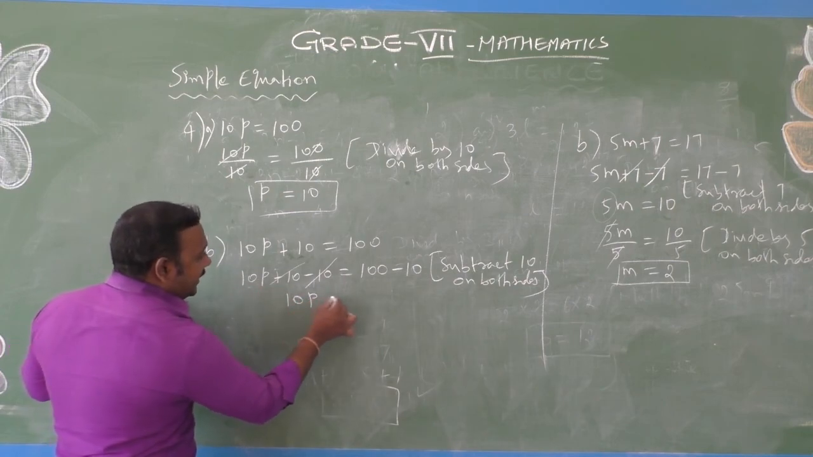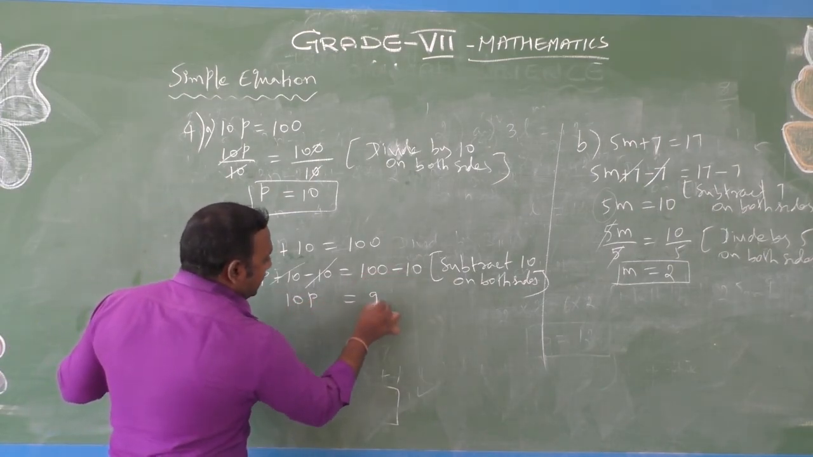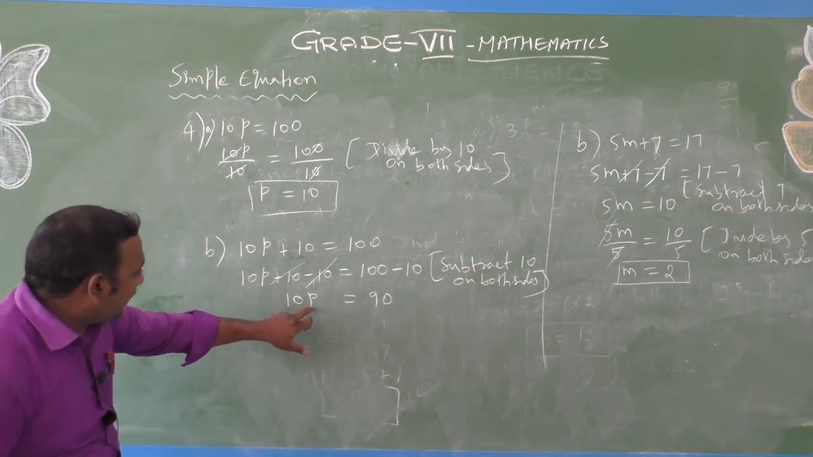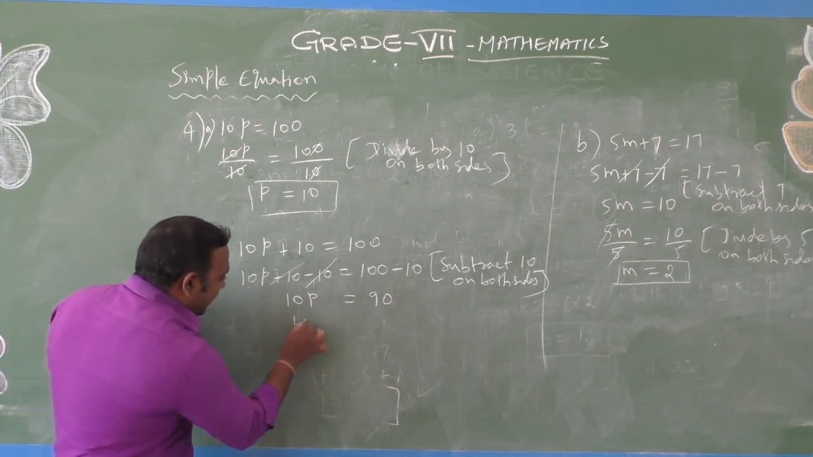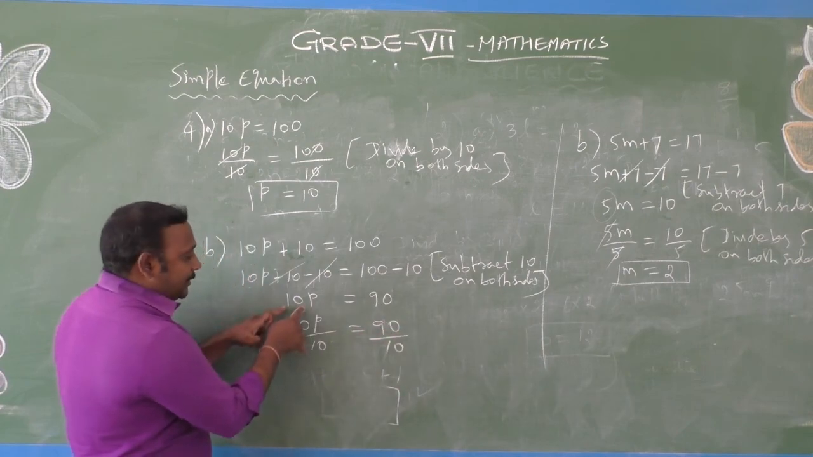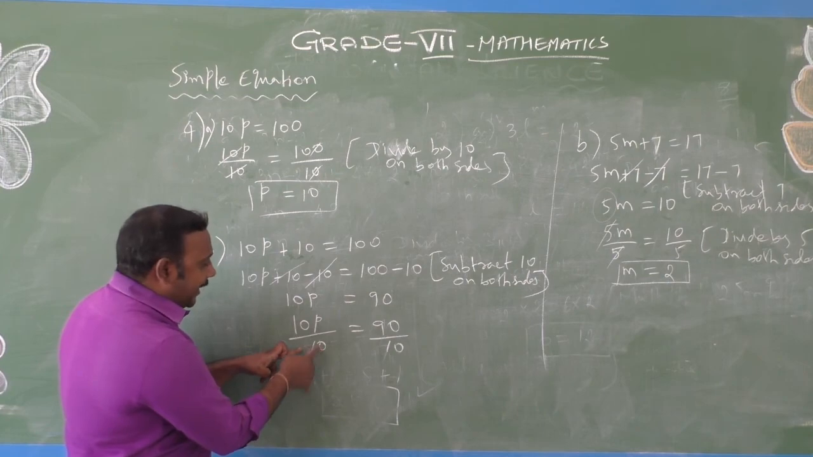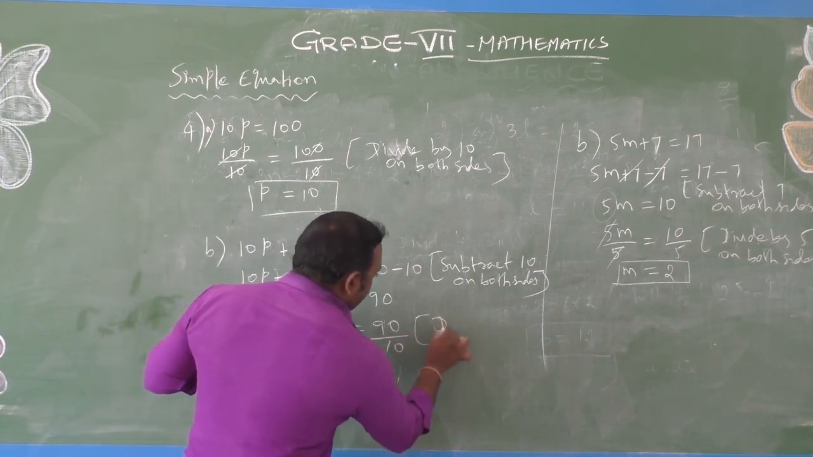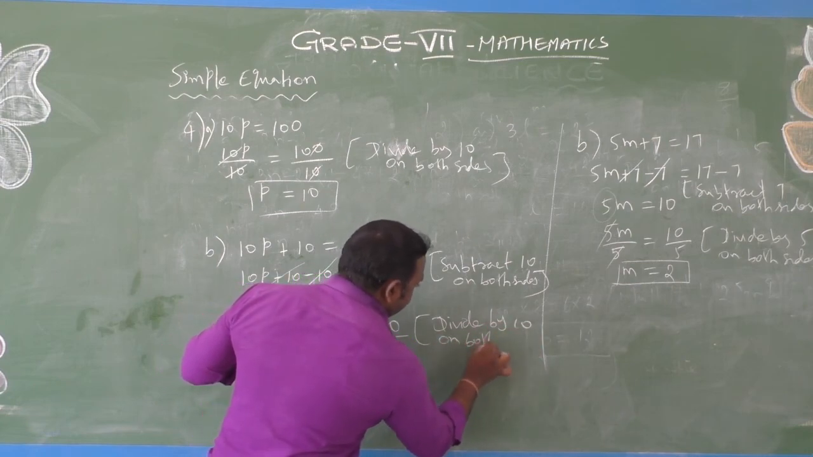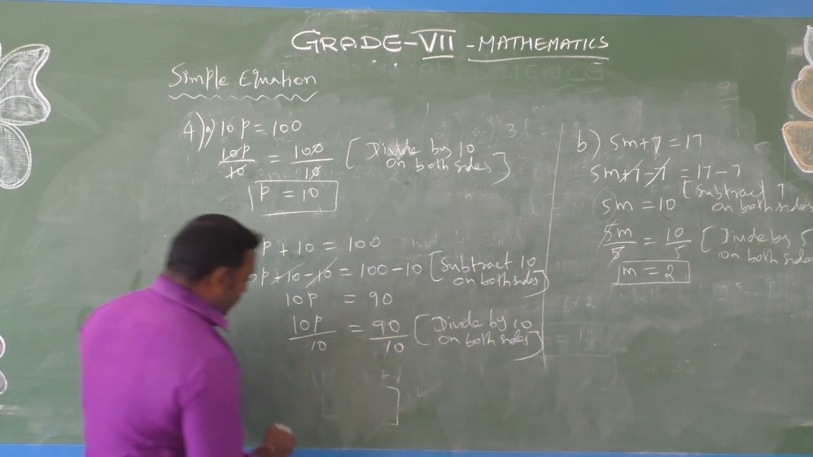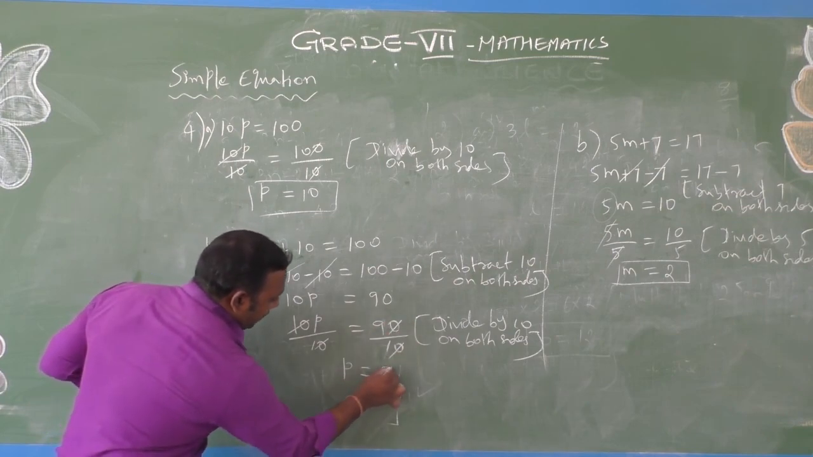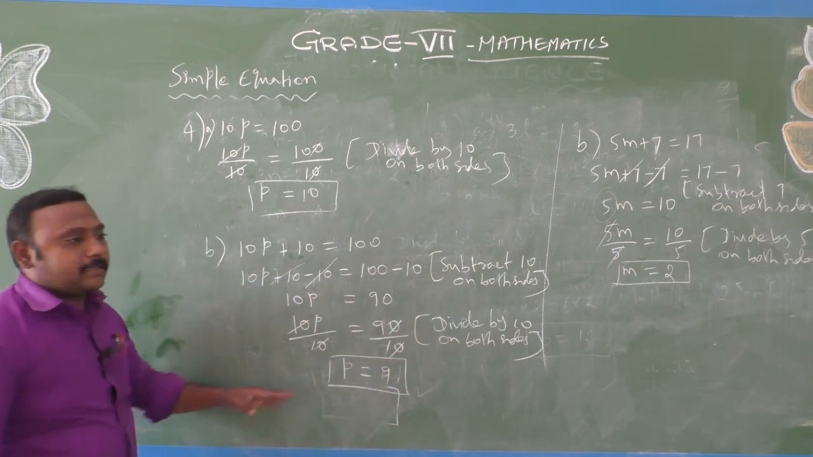So 10p is equal to 100 minus 10, which is 90. Now we have multiply by 10, so we just divide by 10 on both sides. What do you write? Divide by 10 on both sides. Here both 10s we cancel. So p is equal to 9 is the answer.